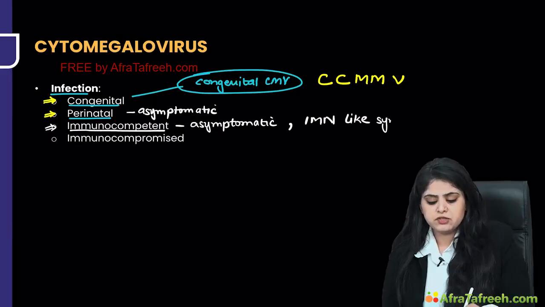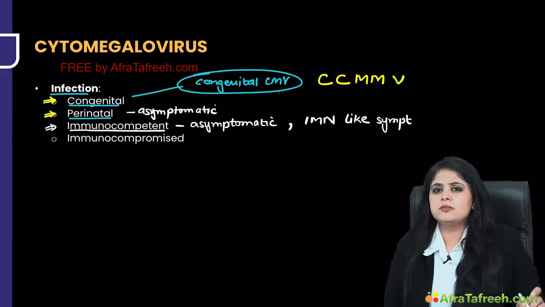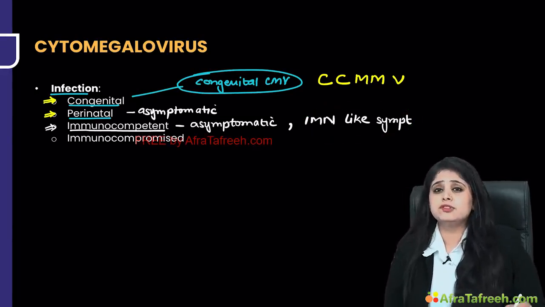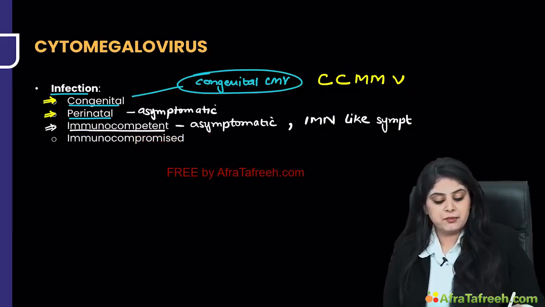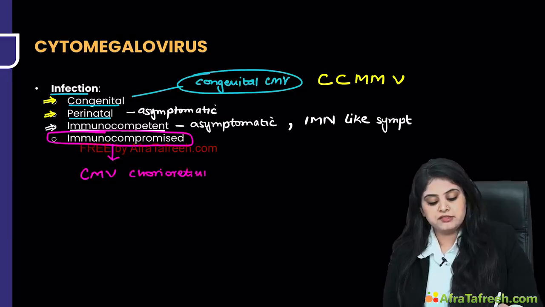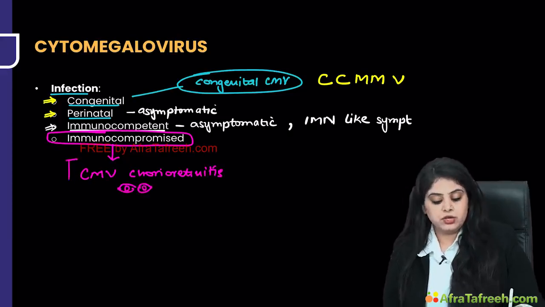Now, what was infectious mononucleosis? Ma'am, that was Epstein Barr virus. Yes, so that same Epstein Barr virus, infectious mononucleosis, glandular fever, those kinds of symptoms will be seen if the patient has good immunity. But if the patient has bad immunity, that is, if the patient is immunocompromised, then CMV chorioretinitis is one of the very famous findings that you get over here. CMV chorioretinitis is what is noted.